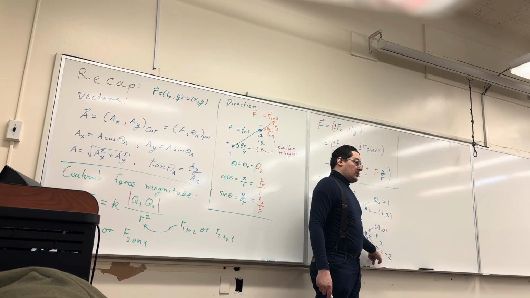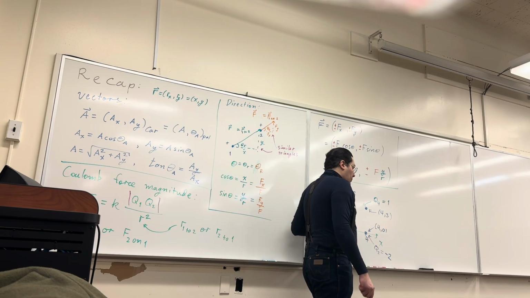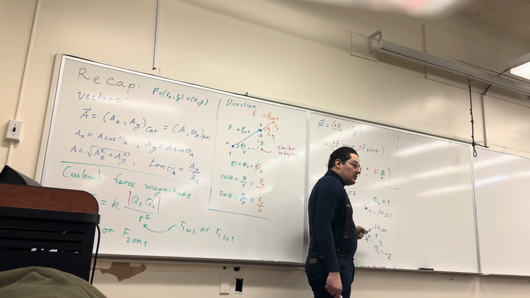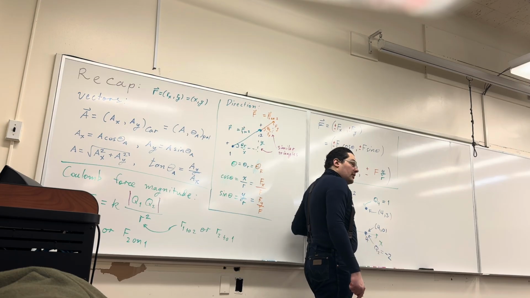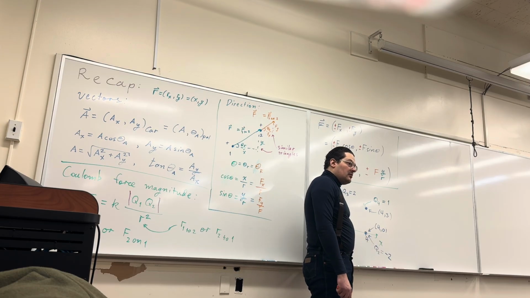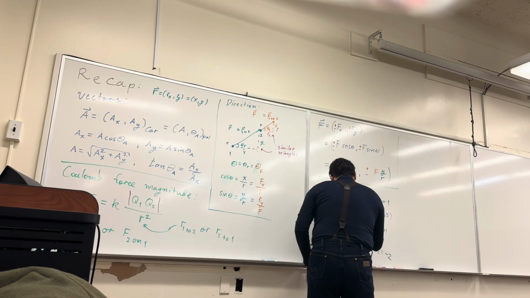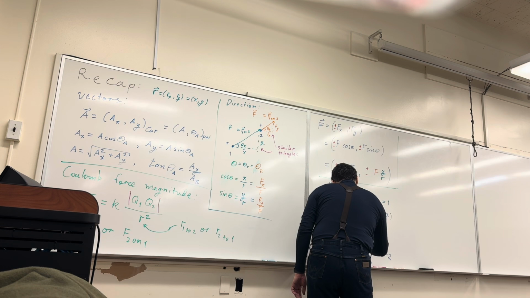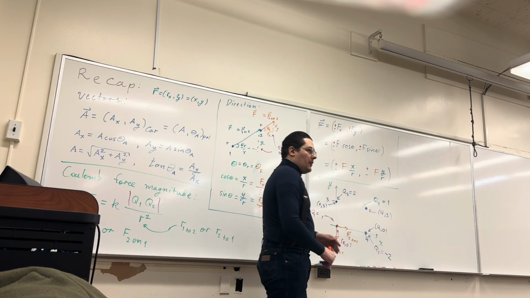Okay, opposites attract. So if it's pulling, Q2 should pull Q1 to the right. It's attracting, right? This is pulling on it to the right. You got it? Okay. So then this force vector is F2 on 1, and it should be pointing to the right.